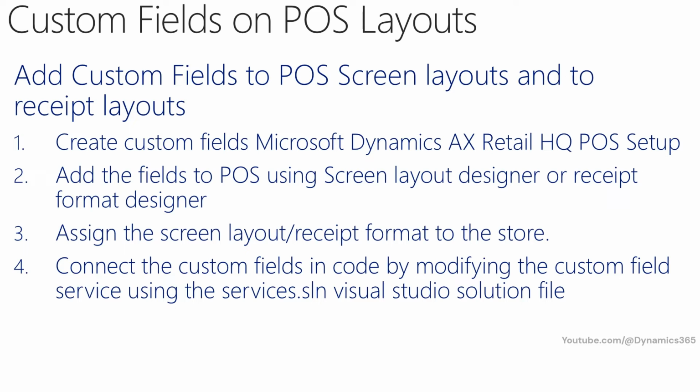The typical steps involved in adding the custom fields are: first, create the custom fields in Microsoft Dynamics AX Retail HQ under the POS setup area under Profiles, Custom Fields. After creating the custom fields, add the custom fields to the layout using the Screen Layout Designer or the Receipt Format Designer. Once done, the screen layout can be assigned to the worker or the store. This is done from the Retail Common Workers form or the Retail Common Retail Channels Retail Stores form.